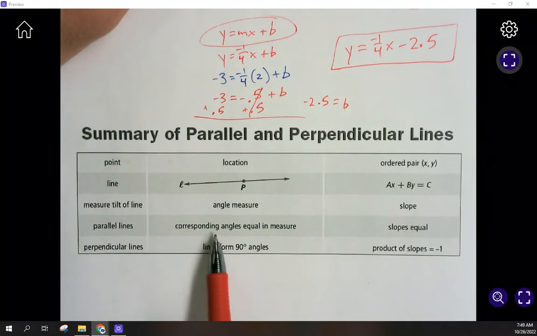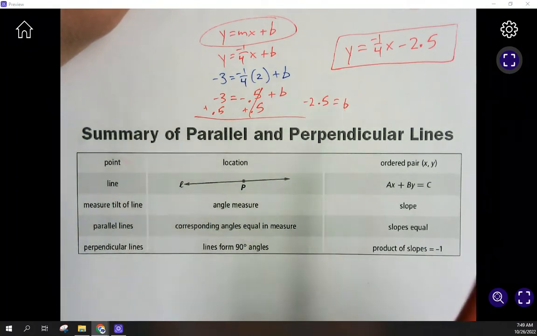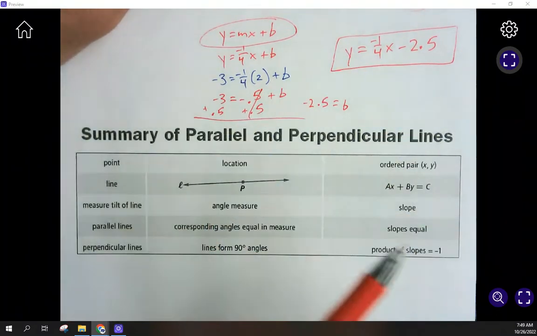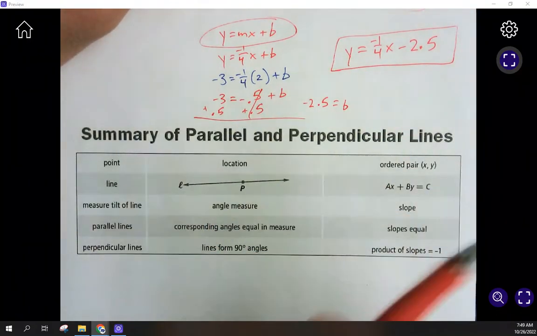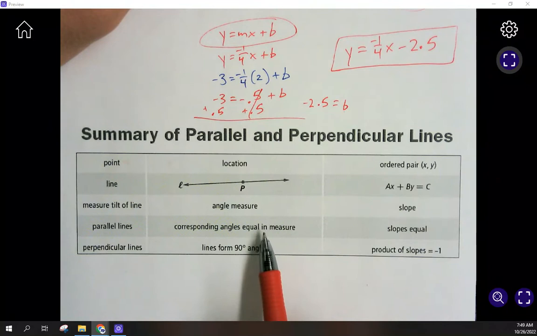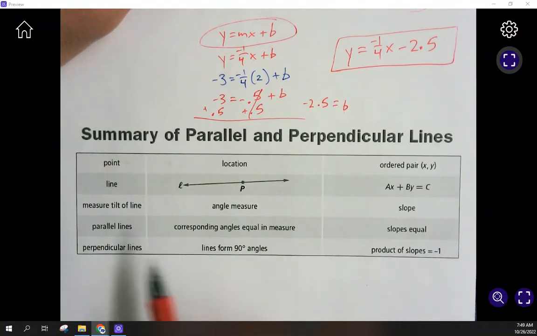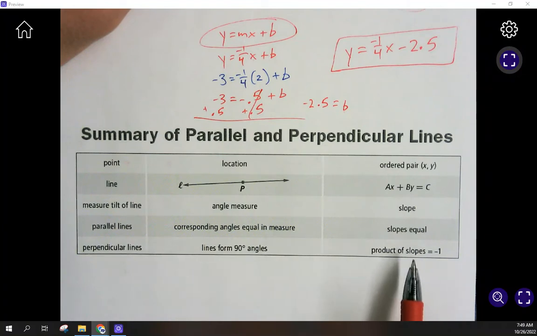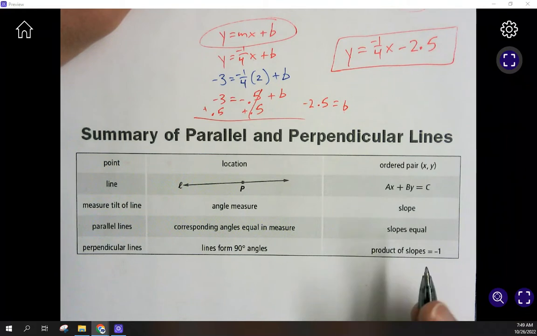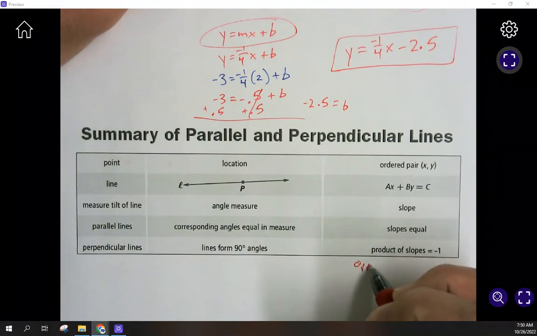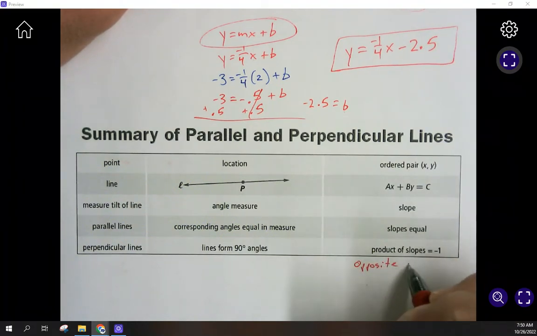Parallel lines, the corresponding angles are equal in measure. So if there was two angles and they created parallel lines, those angles would be the same. But more importantly, the slopes are equal in parallel lines. Perpendicular lines we know form 90-degree angles, and we just talked about the product of those slopes is -1, and they are opposite reciprocals.